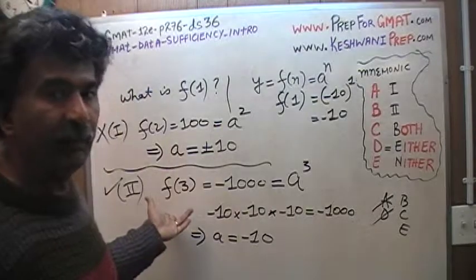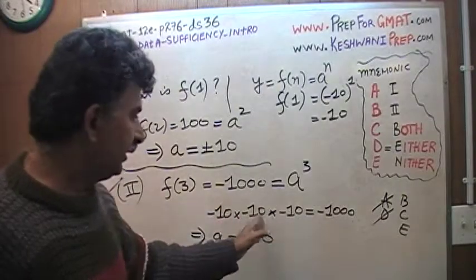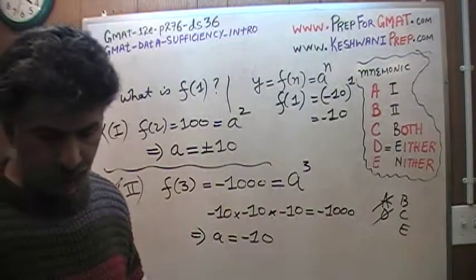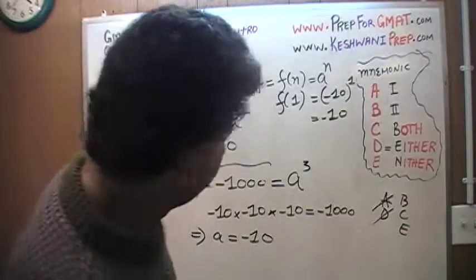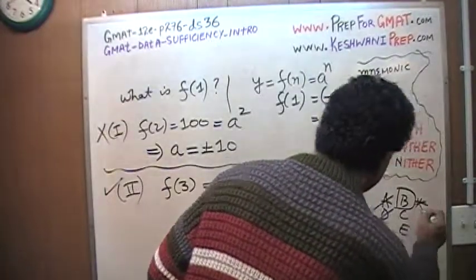From the second statement, a would have to be negative 10 because that's the only way you're going to get a negative end product of three numbers. It has to be a negative number. And that was all. A is negative 10. That's it. So the answer here is B. The second statement by itself is enough. The answer is B.